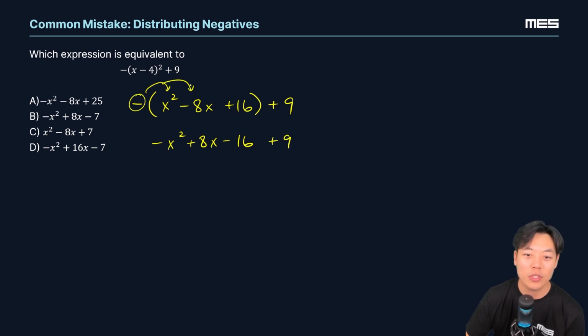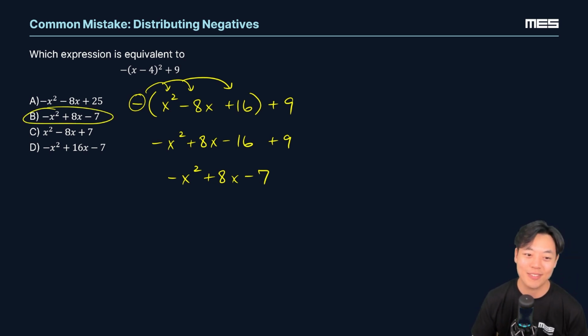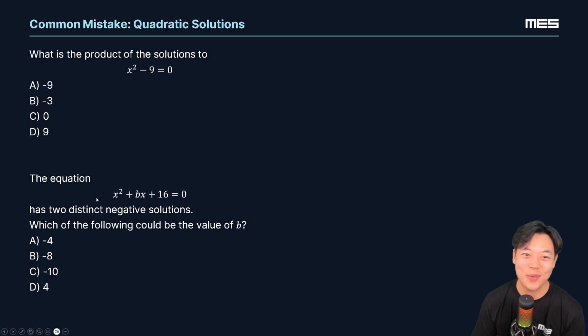Again, remember to distribute that negative to all terms within the parentheses. So I have negative x squared plus 8x minus 7. And that's answer choice B right here. All right, here we go.